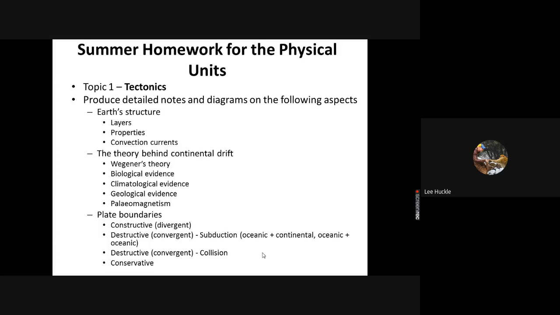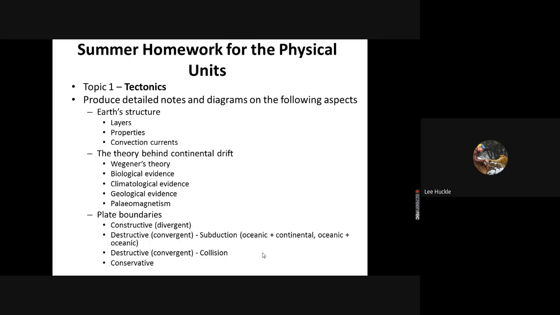Topic 1 is on tectonics. That's what you'll be beginning with on the physical side of the course. What we want you to do is produce some detailed notes and diagrams on the following aspects. First, a bit on the Earth's structure. Secondly, the theory behind continental drift. Now, this will be very new to you. You'll know about continental drift from GCSE, but you would not have looked at things such as Wegener's theory, or the different evidences for continental drift: the biological, the climatological, the geological, the paleomagnetism. Thrilling stuff.